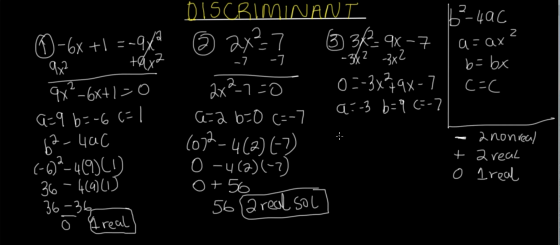So I'm ready now. b squared, so b is 9, minus 4 times a, which is a negative 3, times c, which is a negative 7. So 9 times 9 is 81. Drop these down.